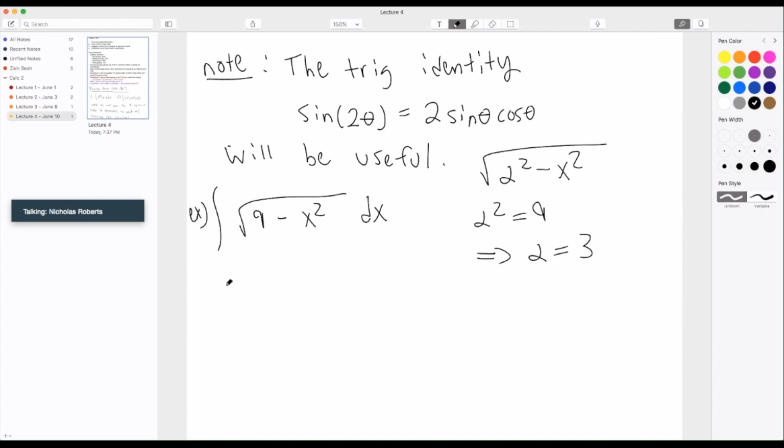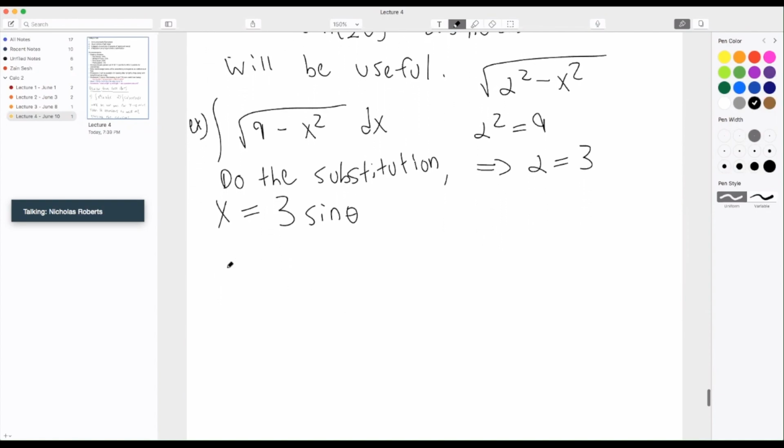Okay, so remember we were told that we make the substitution x equals alpha sine theta, so we do the substitution: x equals 3 sine theta. Whenever you do a substitution, you also have to find dx. So dx will be 3 cosine of theta d theta, because that's the derivative of sine.